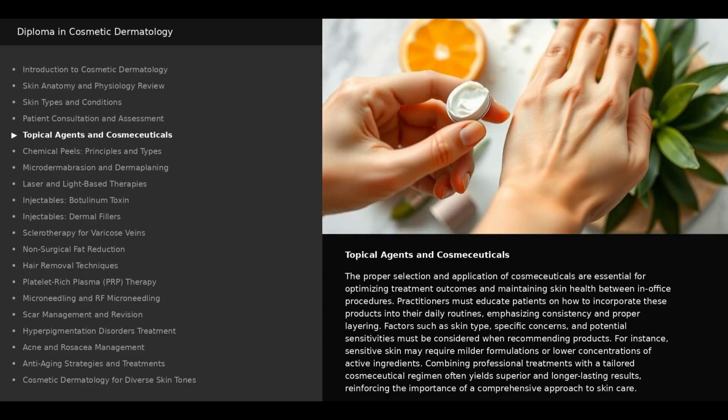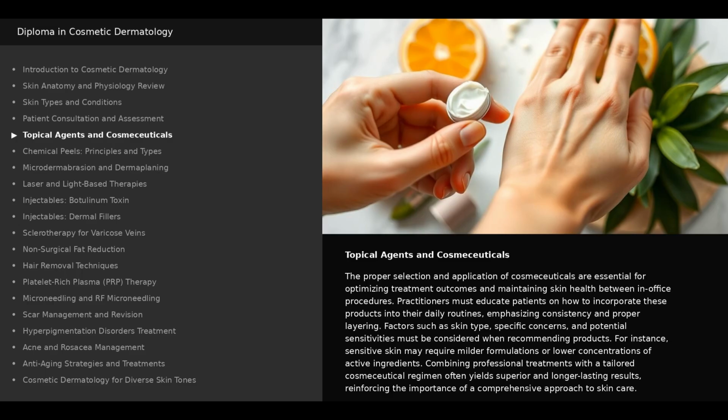The proper selection and application of cosmeceuticals are essential for optimizing treatment outcomes and maintaining skin health between in-office procedures. Practitioners must educate patients on how to incorporate these products into their daily routines, emphasizing consistency and proper layering. Factors such as skin type, specific concerns, and potential sensitivities must be considered when recommending products. For instance, sensitive skin may require milder formulations or lower concentrations of active ingredients.